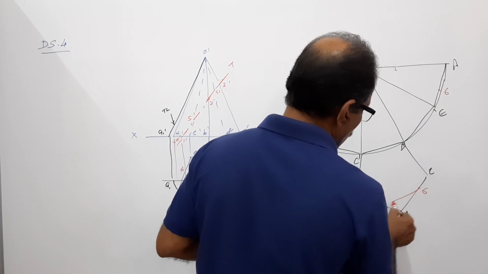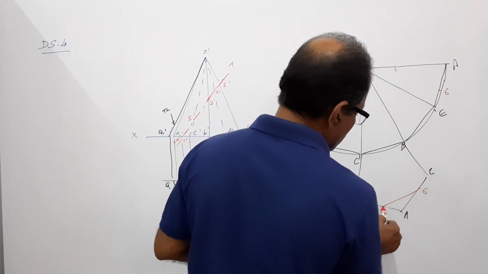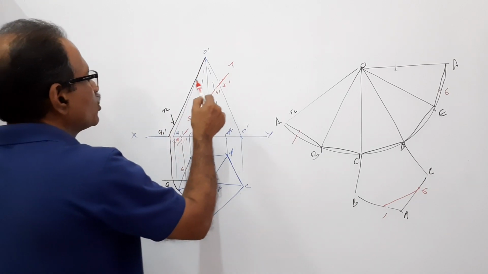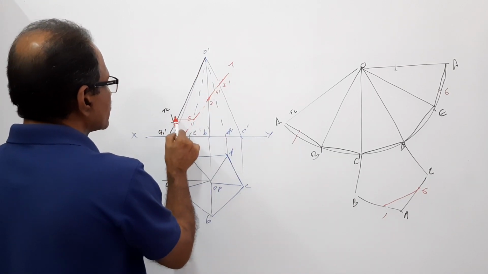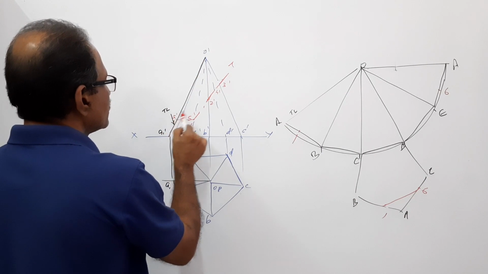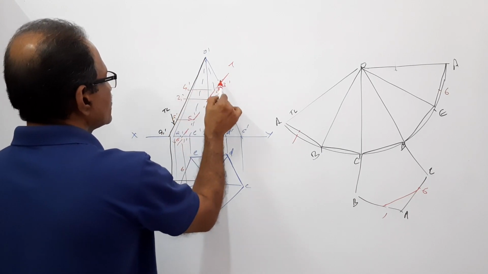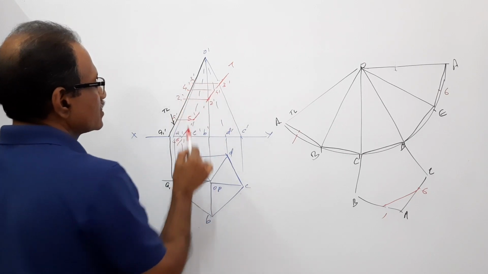1, 6 is a straight line, which is no good. What about 2, 3, 4, 5? Go to the true length. 5 dash 1 dash, 2 dash 1 dash, 4 dash 1 dash, 3 dash 1 dash.